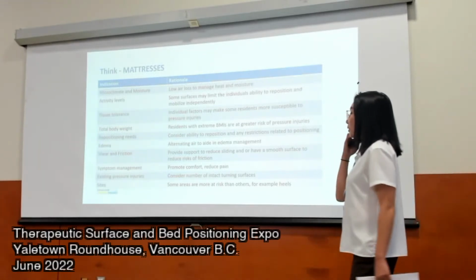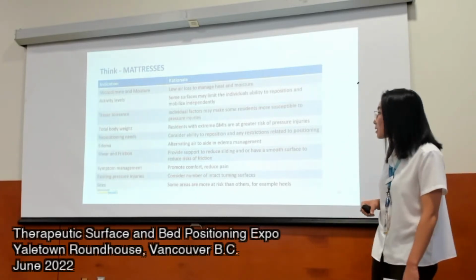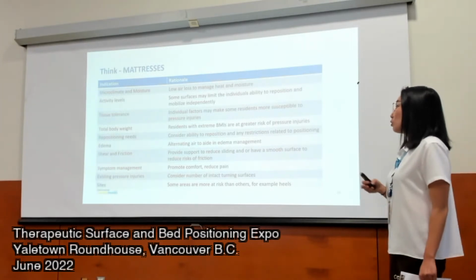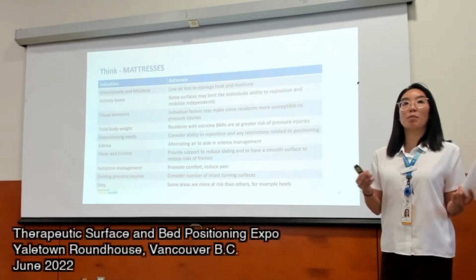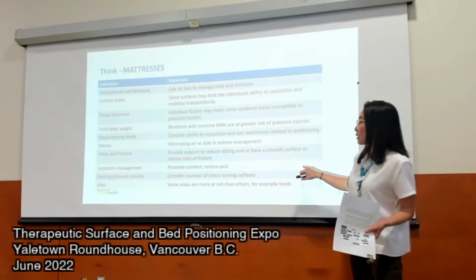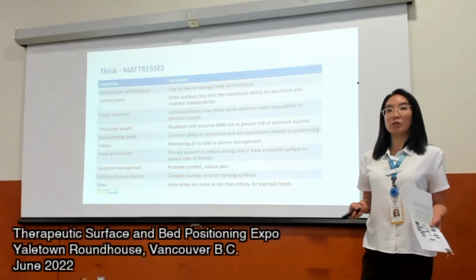Edema. Something like alternating air can help with edema management and moisture management. Of course, shear and friction, you'll want something to reduce sliding, or something that might have a smoother surface, to help manage shear and friction. Symptom management is a little bit more subjective, but you always want to pick something that promotes comfort and reduces pain.